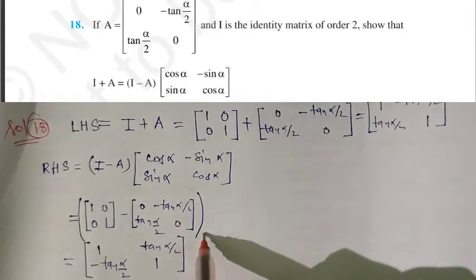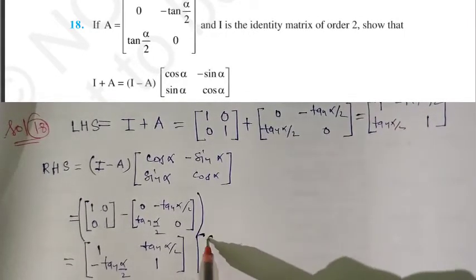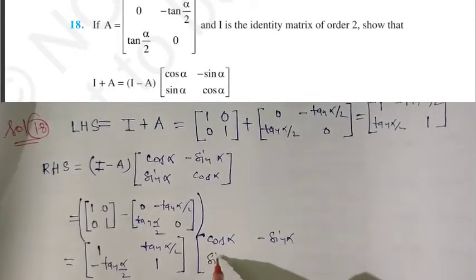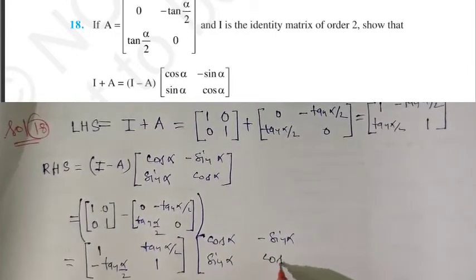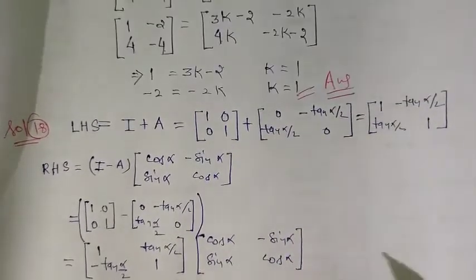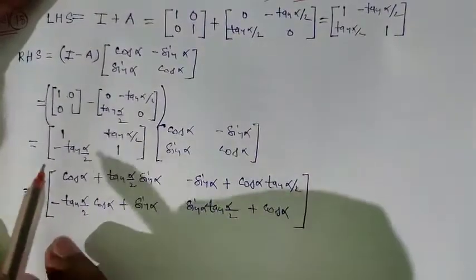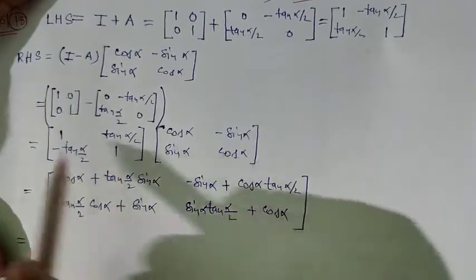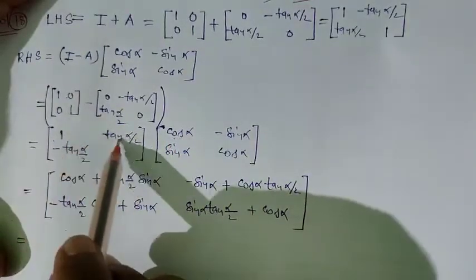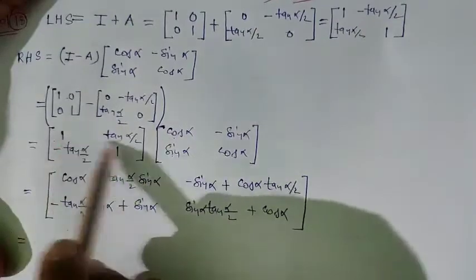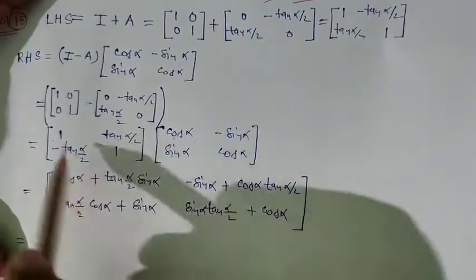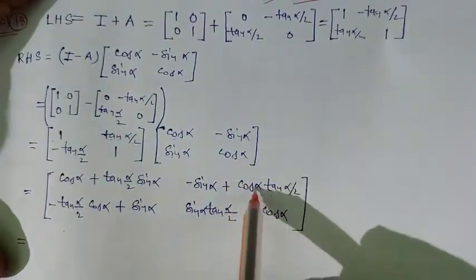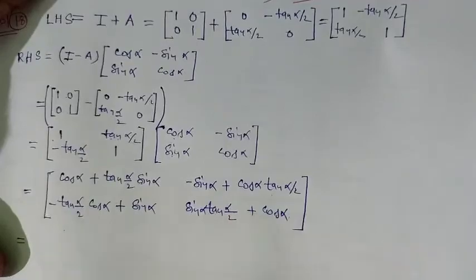We have to multiply this with the matrix [cos alpha, minus sin alpha; sin alpha, cos alpha]. After multiplying these two matrices, you will get this kind of matrix: 1 into cos alpha plus tan alpha by 2 into sin alpha, and similarly this gives you 1 into minus sin alpha plus tan alpha by 2 into cos alpha. Similarly in the second row.